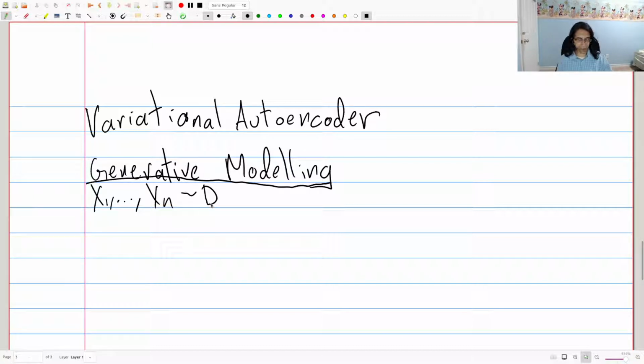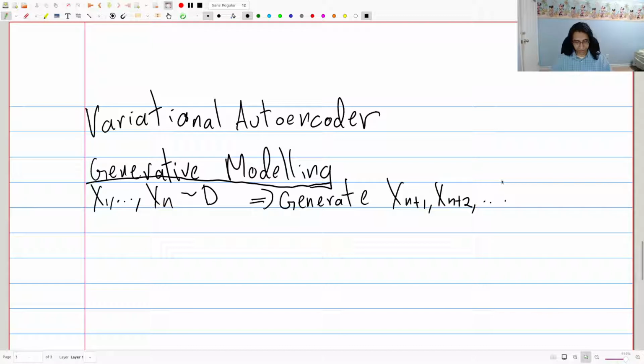Or maybe another thing, our eventual goal will be, can we generate more samples? Given x1 through xn, maybe we understand, oh, I kind of get what data from D looks like. Can we generate more things, say x(n+1), x(n+2), and so on? That's our goal.